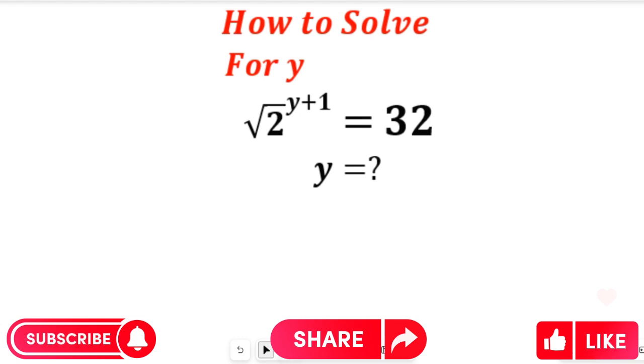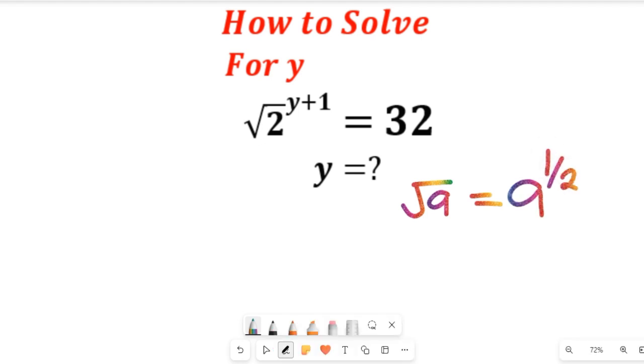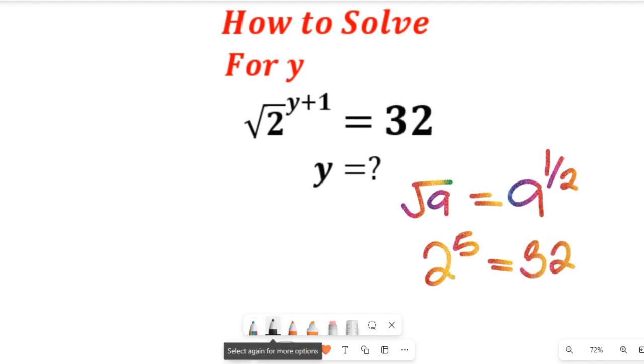Now, I want you to note two things. From the law of indices, if you have the square root of a, the square root of a can be equal to a to the power of 1 divided by 2. And 2 to the power of 5 can be equal to what? 32. So with this we can simplify that above equation.